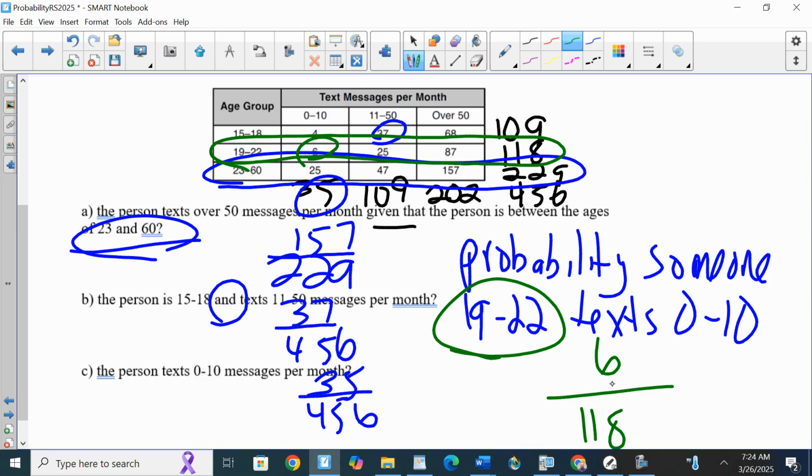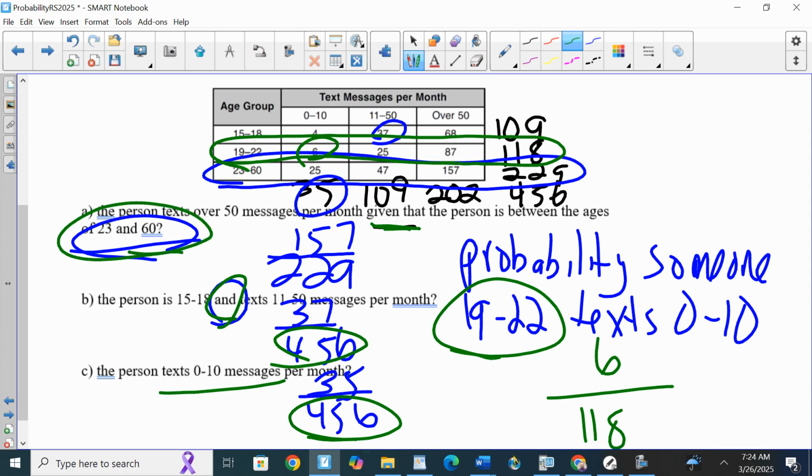So those are your 4 circumstances. And is not conditional. It's over your total. One thing is not conditional. It's over your total. If you see given, it definitely is conditional, and the condition comes last. If there's 2 things, 19 to 22, 0 to 10, there is no keyword, the condition comes first.